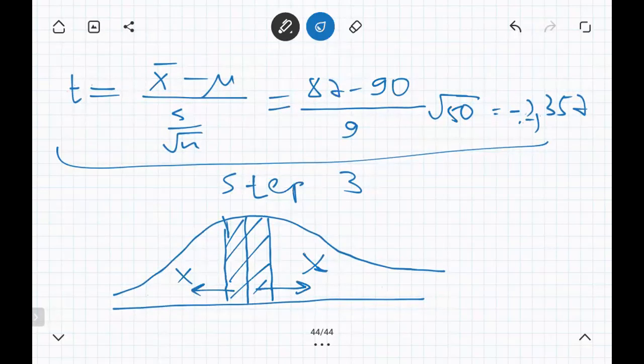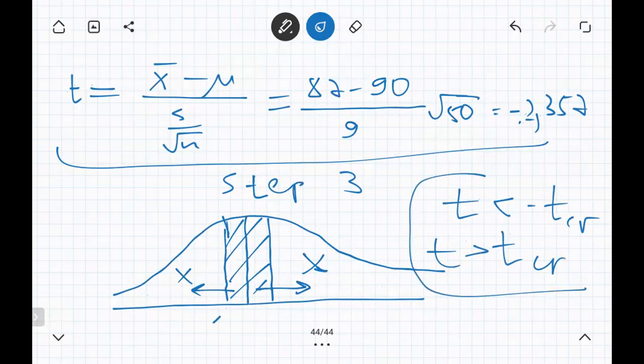That means that if my z-score, oh, it's not z-score now, it's t-score. If my t-score is less than minus t-critical, or if it's more than t-critical, I will reject. That's my decision rule. And that's the step 4.